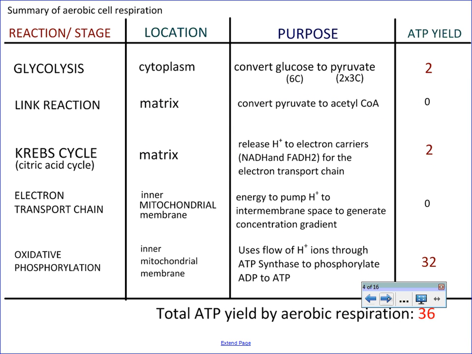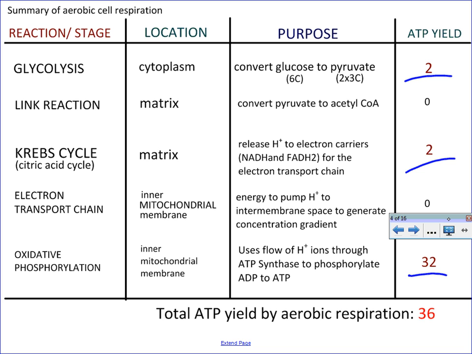This is a summary page. We want to get 2 ATP out of glycolysis. We want to get 2 ATP from the Krebs cycle, and hopefully about 32 ATP from the oxidative phosphorylation near the electron transport chain, yielding you 36 ATP.